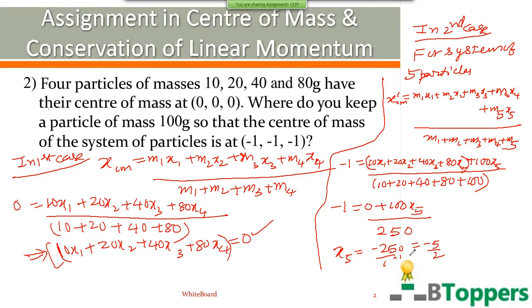Similarly, you get the y coordinate for the fifth particle also, in the same way, -5 by 2 or minus 2.5. And the z coordinate for the fifth particle will also be -5 by 2 or minus 2.5, because in the second case the y coordinate of the center of mass is -1 and the z coordinate of the center of mass is -1. Therefore, similar equations will be obtained even for y and z coordinates. So therefore, the y coordinate for the fifth particle will also be -5 by 2 and the z coordinate for the fifth particle will also be -5 by 2.